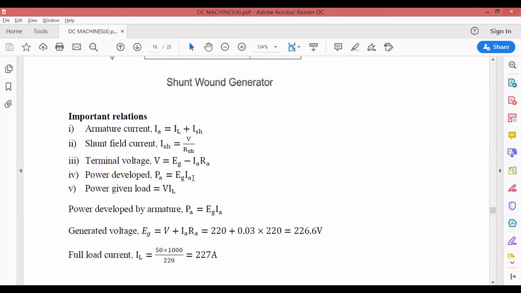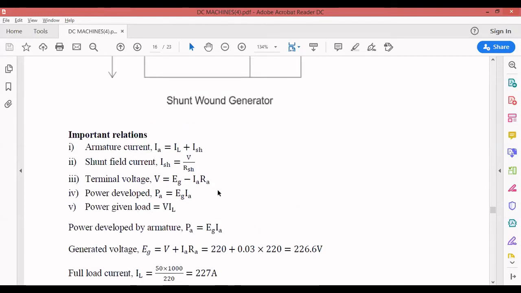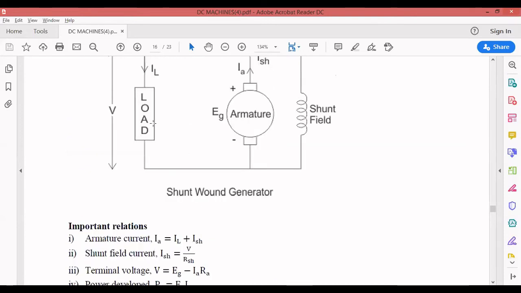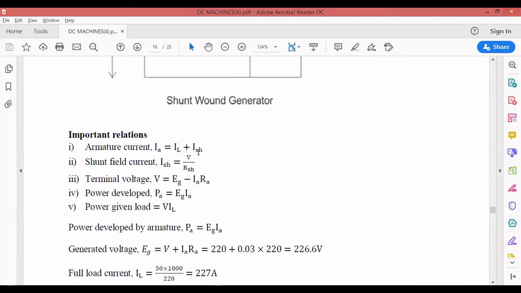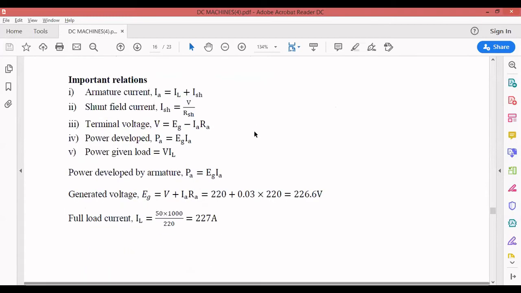PA is equal to what? Eg into Ia. And power given to the load is nothing but V into IL. Whatever output comes from the armature is given to the load, which is nothing but V into IL. Okay. These are some of the relations with respect to your DC shunt generator. Everyone has already learned them in previous semesters. Okay. Using these relations, let us calculate PA. What is the power developed by the armature? So power developed by the armature PA is equal to what now?